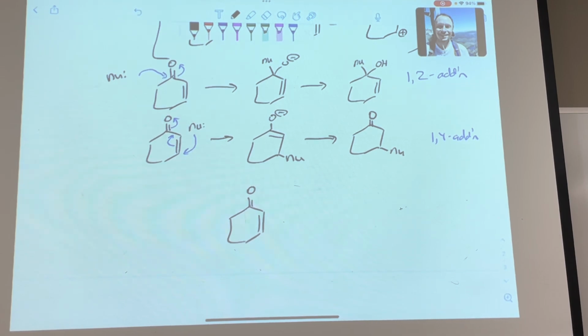Okay, it turns out that 1,2 addition is a lot faster than 1,4 because the carbonyl carbon has a larger delta plus on it than the beta does. Right? You kind of look at it as the carbonyl carbon is a more electrophilic site than the beta position. And as a result, all nucleophiles will attack the carbonyl carbon fastest, or first, however you want to think of it.